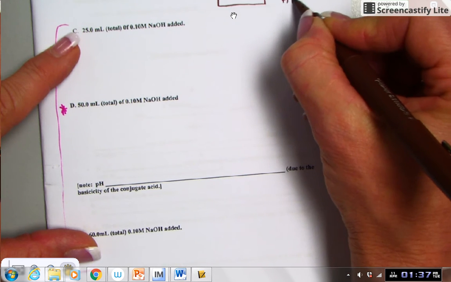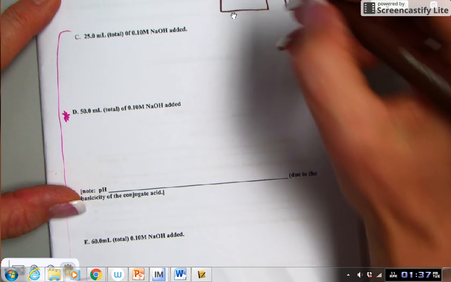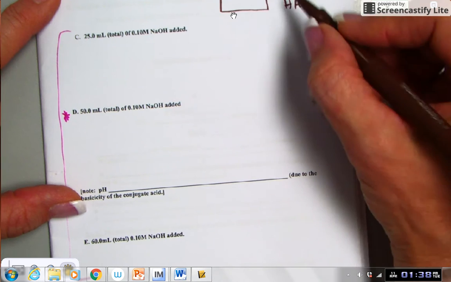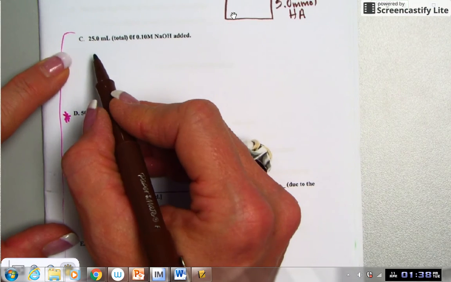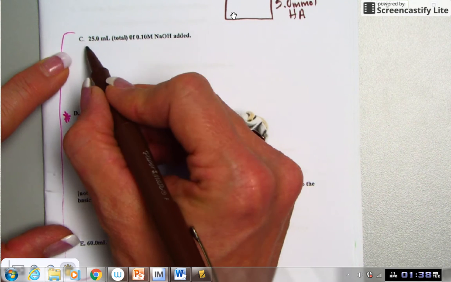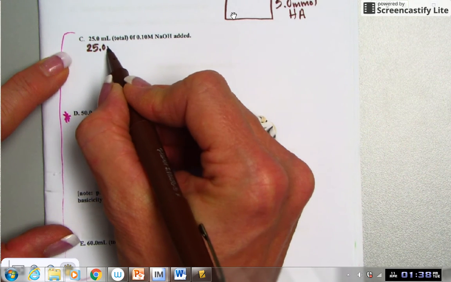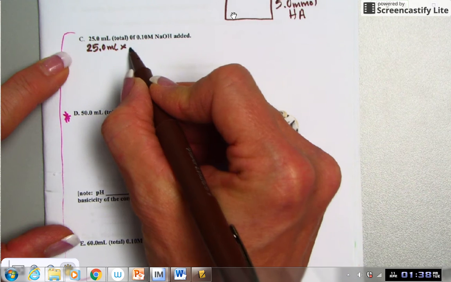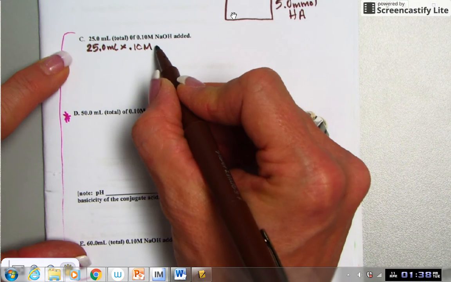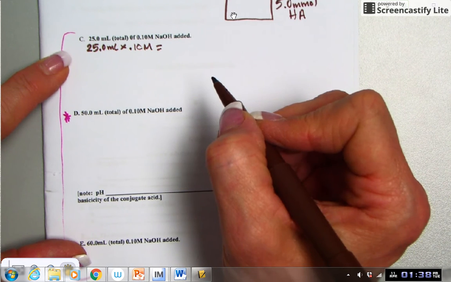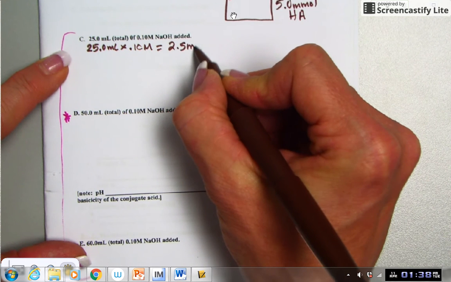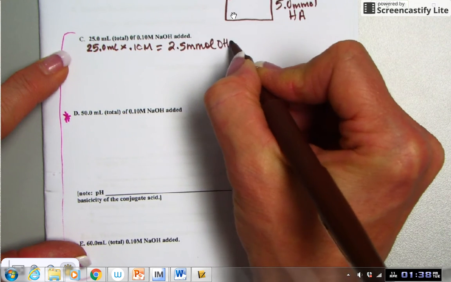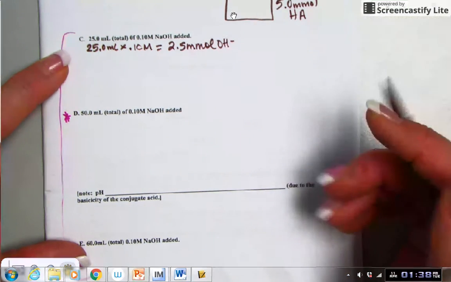I'm just going to use HA to keep that short. And we're adding hydroxide ions, a strong base. And so we need to right now calculate our millimoles of our base that we are adding. So we're going to say 25.0 milliliters times 0.10 molar for the sodium hydroxide. And that's going to give me 2.5 millimoles of hydroxide ions that we're adding into this.